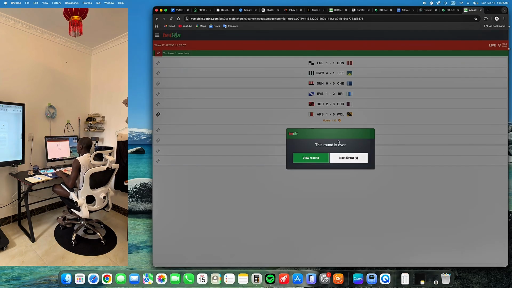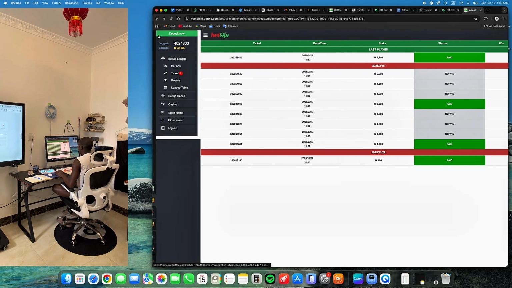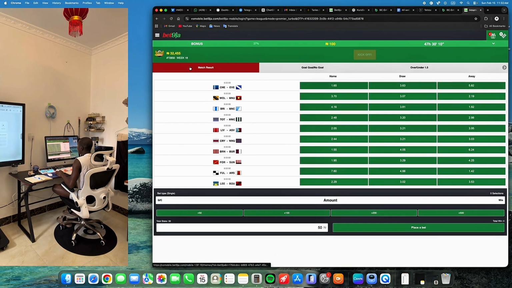So we made a win, and let's see, we won 2,400. Okay, 2,400, and we added 36,500 in our account, so we've still not recovered. Now 2,004 is what we just won.